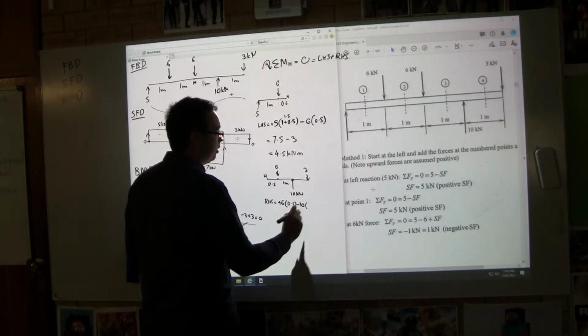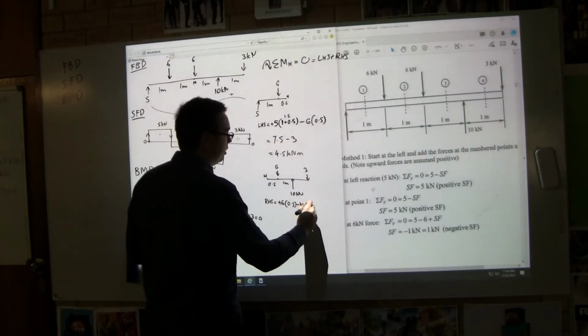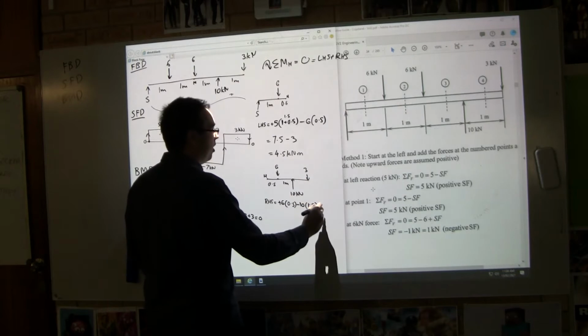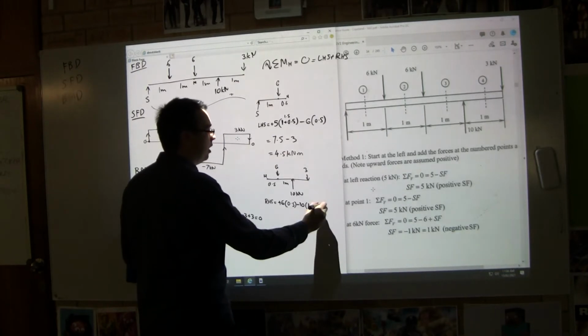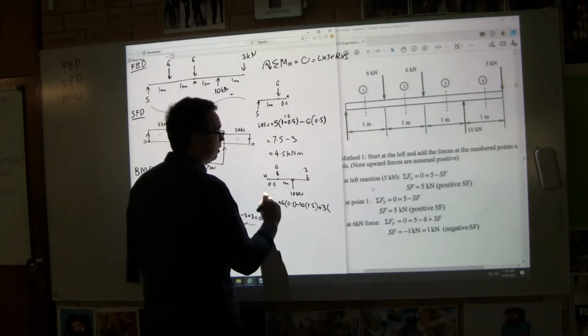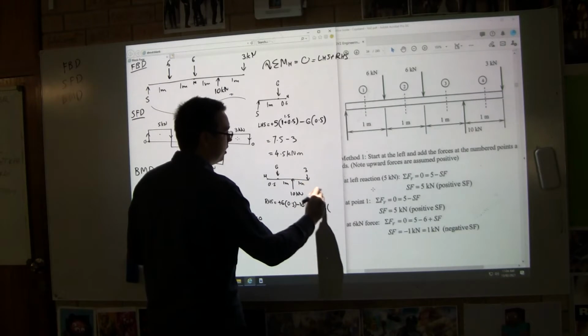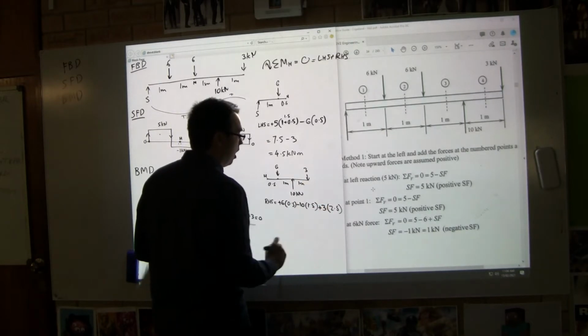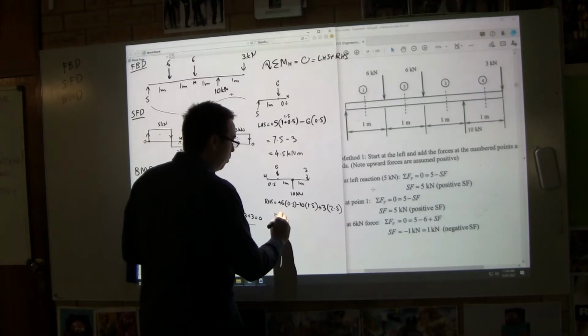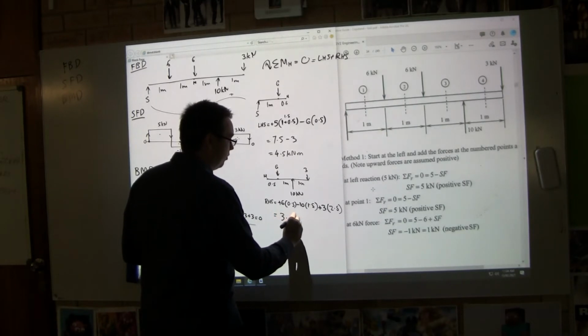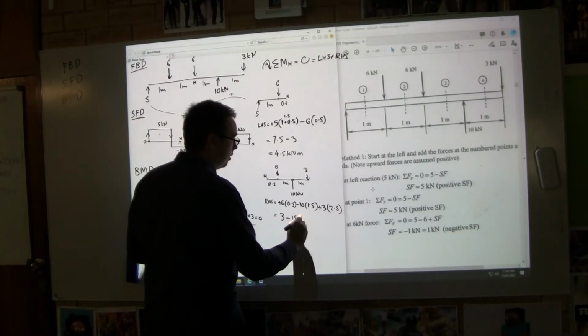And how far away is it? 1.5. We didn't fall for that twice. Okay. And then finally, we have our third force. It's 3. Is it going clockwise or anti-clockwise? Clockwise. And how far away is it? 2.5 meters. Exactly right. I thought I was going to get you there. Okay. So we have 3 times 2.5 minus 15.